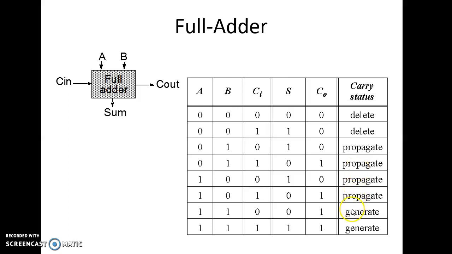Now the last ones, the seventh and the eighth, whatever comes in the carry input, the carry output will always be 1. So we can say it is generating. Even if it is 0 or 1 at the carry input, we will have 1 at the carry output. So it is actually generate. That is what this carry status means. The first two are delete, the last two are generate, and the other remaining four are propagate.